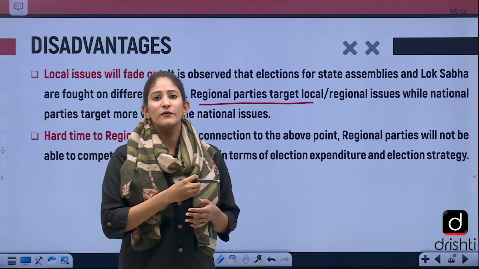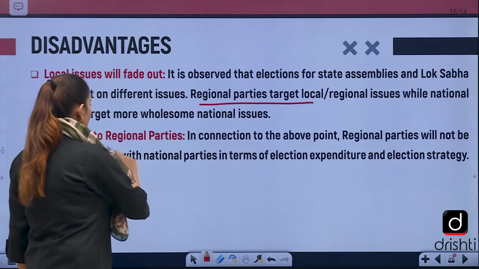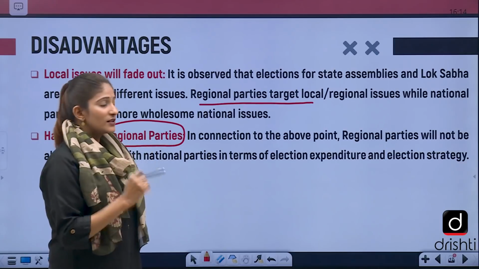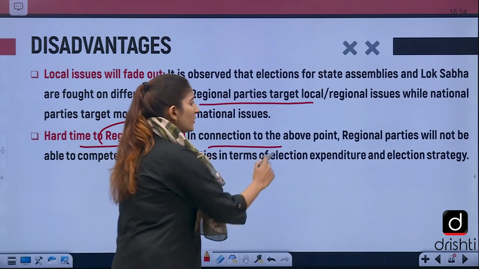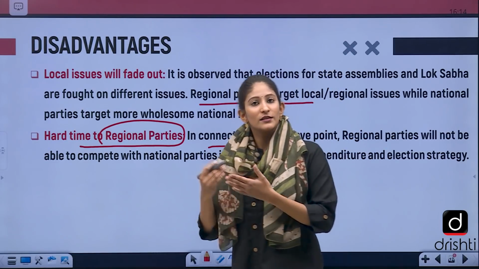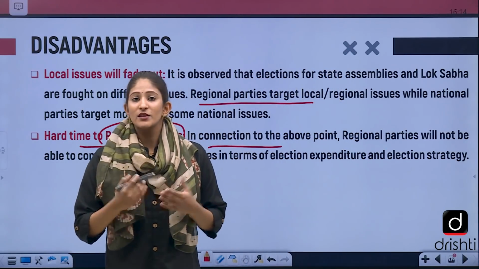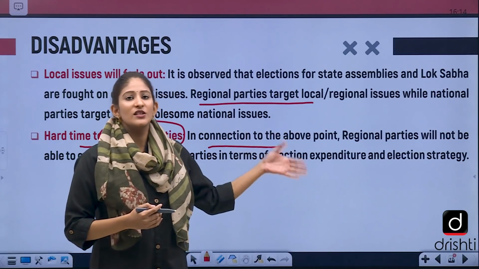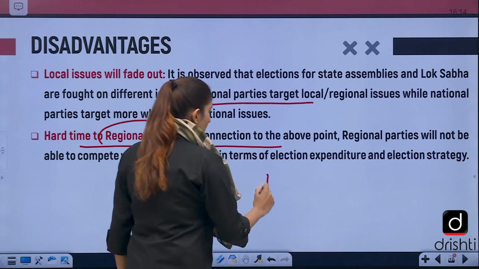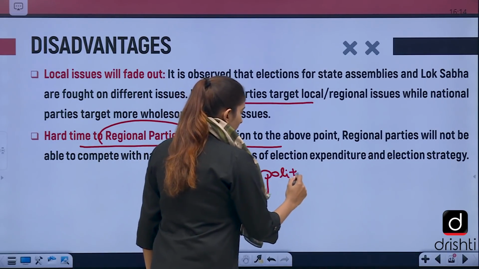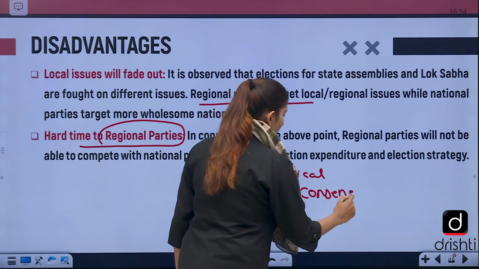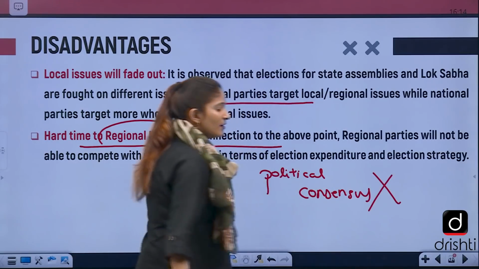Now, in relation to the first point, it will be a hard time for political parties. How? Regional political parties. How? Because regional political parties don't have that much outreach, nor that much of an expenditure budget for elections. So these regional parties will be rooted out. Because of this, political consensus among parties is not an easy task, right?